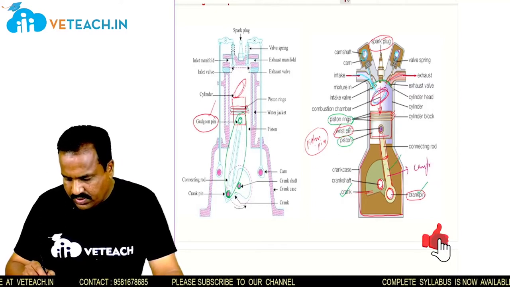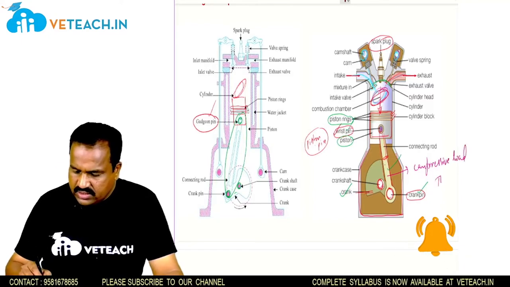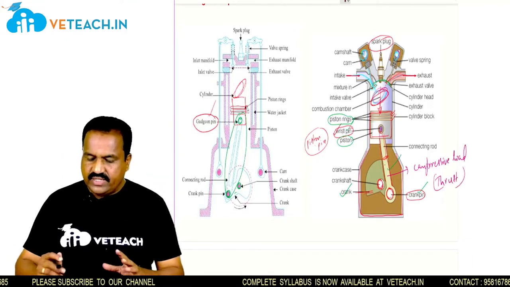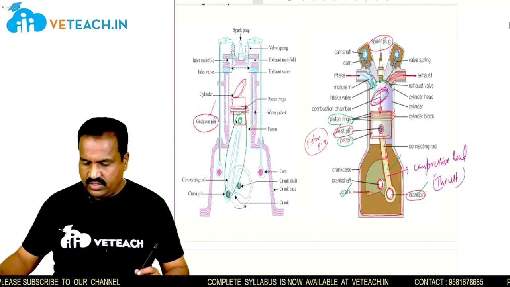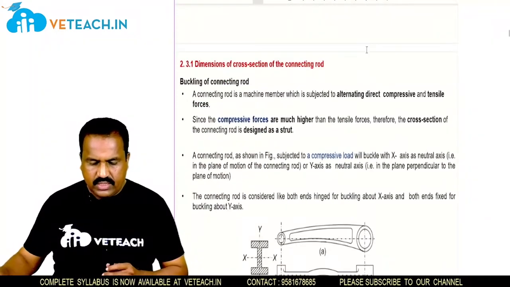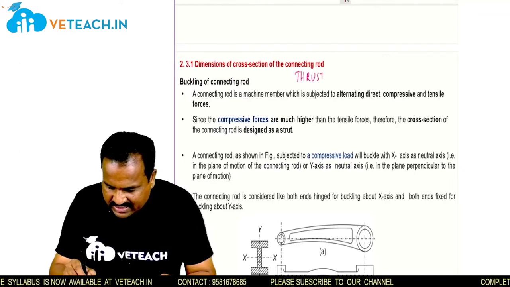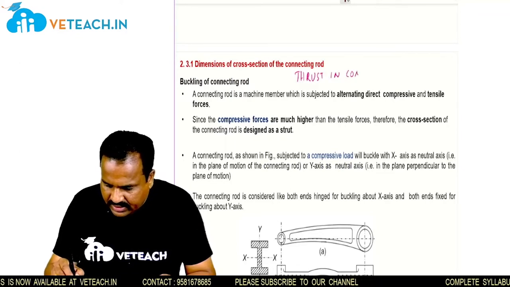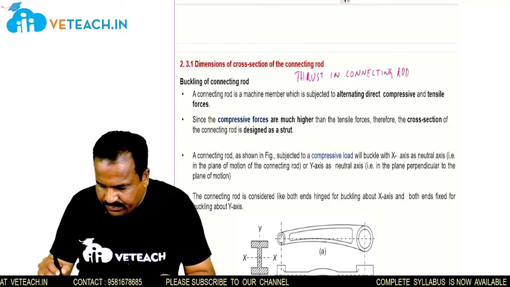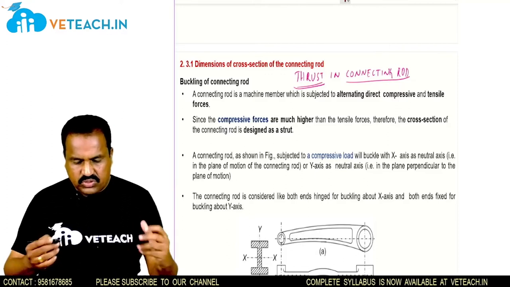During the power stroke, this connecting rod is subjected to compressive load. Compressive load is also known as thrust. Mainly we design the connecting rod for the compressive load, so this topic I want to call thrust, T-H-R-U-S-T, thrust in connecting rod. Thrust means it's a compressive force. Whatever connecting rod is there, it is subjected to compressive force.